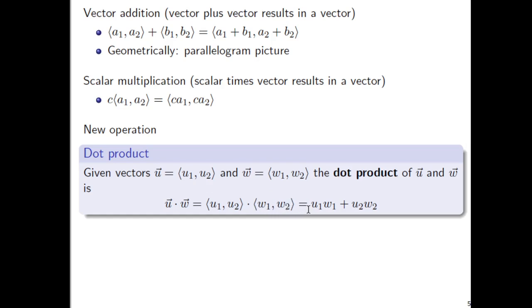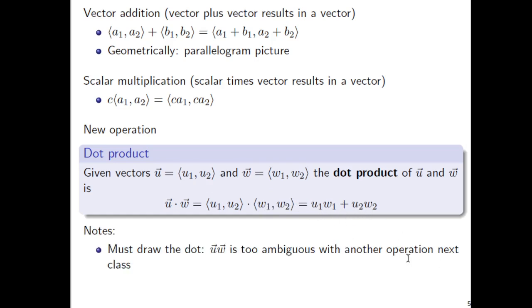And then what is it defined to actually be? Well, you multiply the first components together, you multiply the second components together, and then you add the results. So what you end up with is a scalar. So you must draw the dot. I know that very often in previous algebra land, you would just put one thing next to another and multiplication was assumed, but there's going to be another operation next time. So we have to be careful.